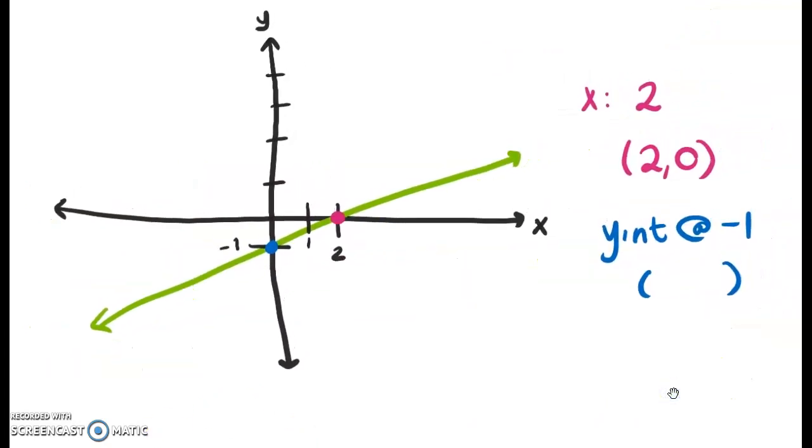Also with linear equations, you could be asked for the x-intercept and the y-intercept. On this graph I drew, this green line crosses the x-axis at 2, so it has an x-intercept at 2. If you were asked to write it as an ordered pair, you would say 2, 0. If you were asked where the y-intercept is, you'd say here, and as an ordered pair, it is 0, -1.